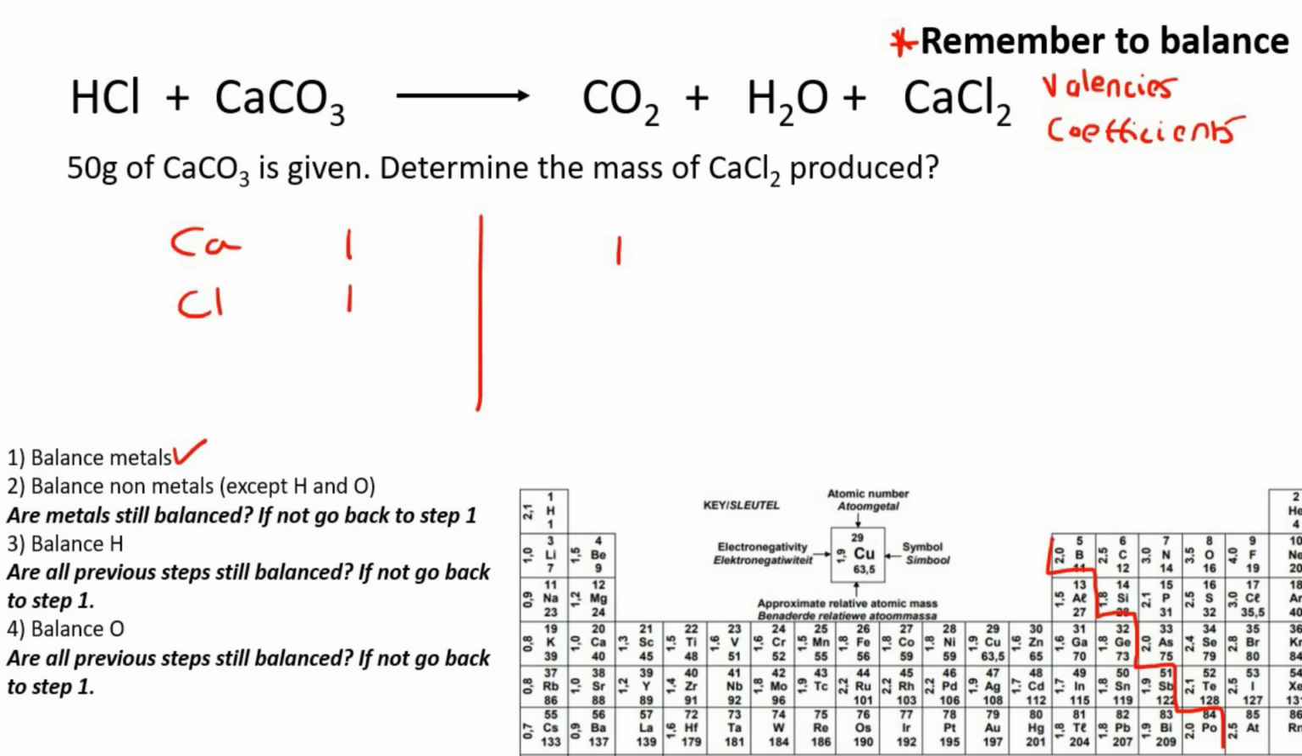So chlorine on the left we have 1, and on the right we have 2. To balance that, you don't put a 2 here, you put it in the front. Now we have 2 chlorines on the left, 2 chlorines on the right. Now we're going to look at carbon. On the left-hand side, we have 1 carbon, and on the right-hand side, we also have 1 carbon. So all the non-metals are done. Now we move on to hydrogen. On the left side, we have 2 hydrogens, and on the right, we also have 2. That looks good. Then we go to oxygen lastly. On the left side, we have 3 oxygens. And on the right, we have 2 plus 1, which is 3.